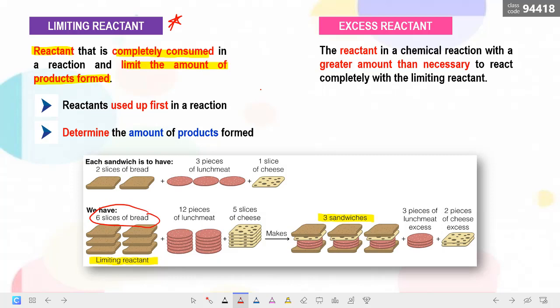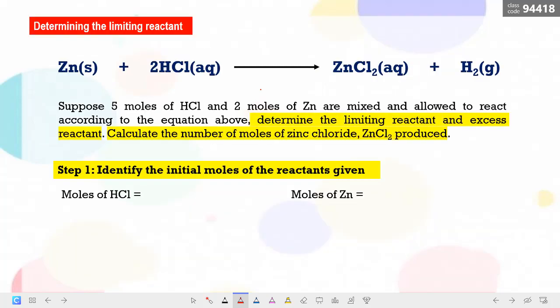Back to the problem given earlier. Suppose 5 moles of hydrochloric acid and 2 moles of zinc are mixed and allowed to react according to the equation above. Determine the limiting reactant and excess reactant. Itu kita kena jawab terlebih dahulu.